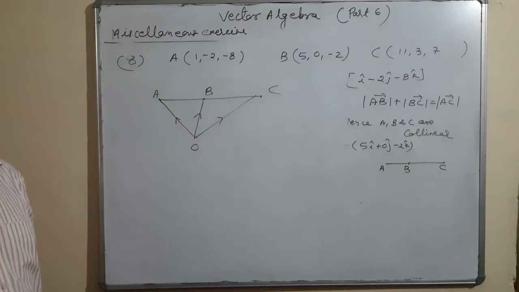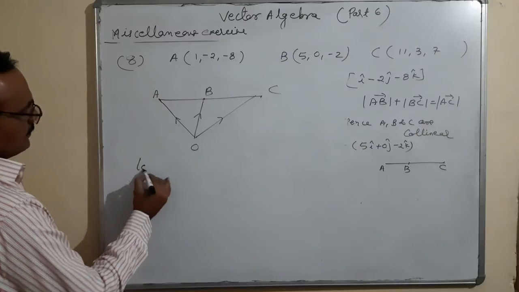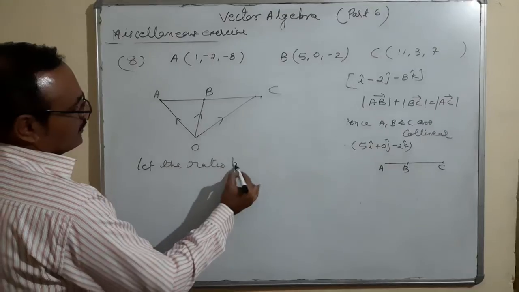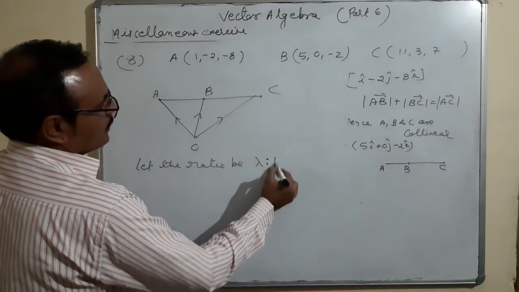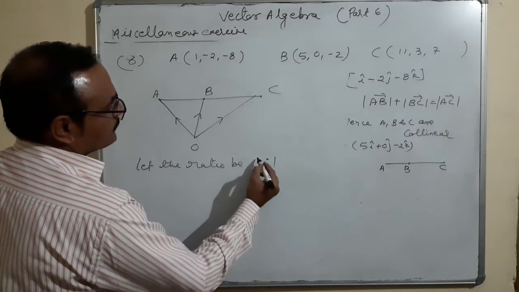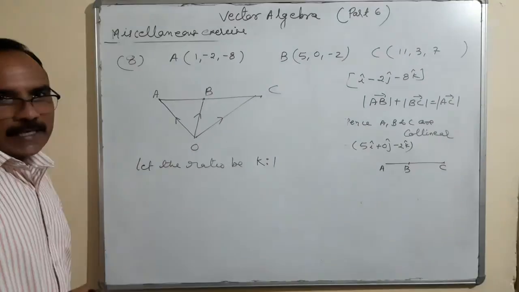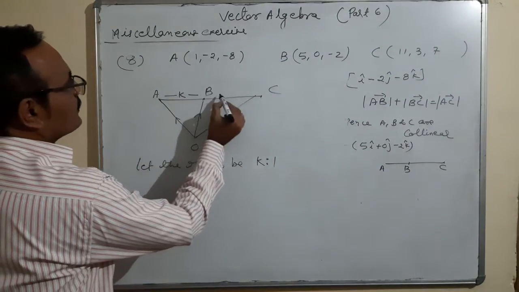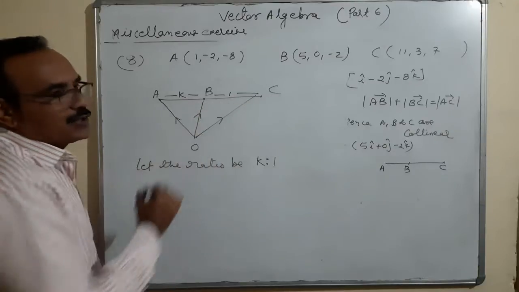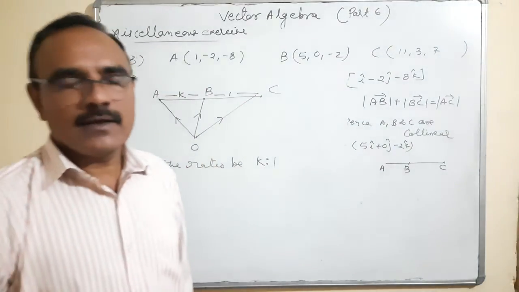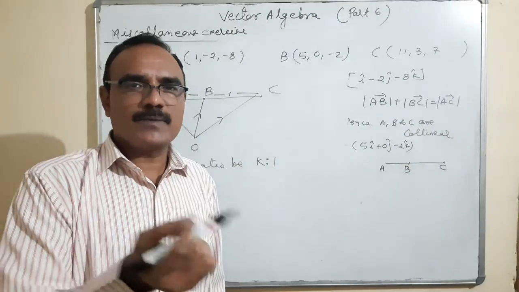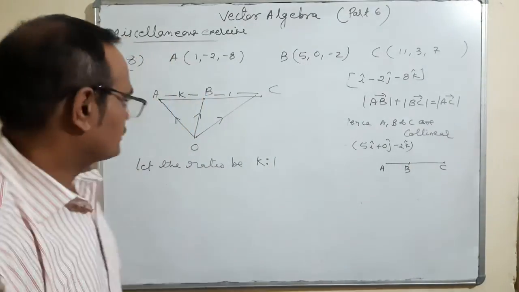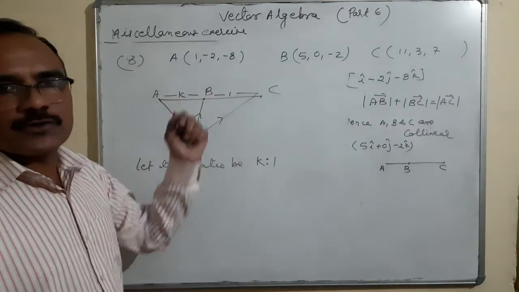We are going to find the ratio. So let the ratio be lambda ratio 1, or I will take K ratio 1. You're familiar with this K? Because when we are going to find the ratio, we always take the ratio in the form of K ratio 1 rather than M ratio N. Because with K ratio 1, we are simply going to find the value of K only, not two values. So we'll take the ratio to be K ratio 1.